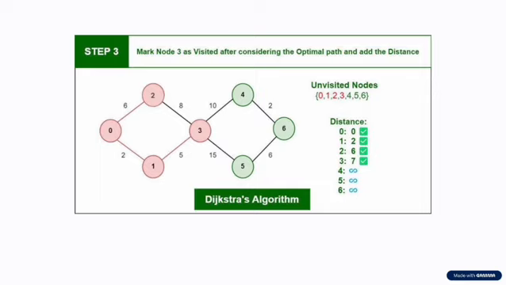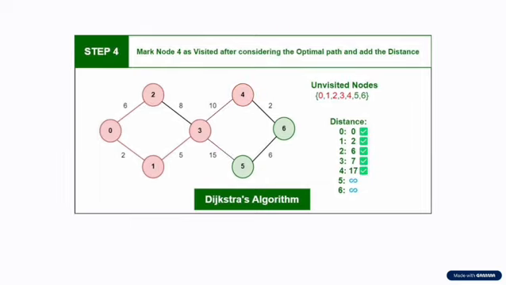So in step 3, now move forward and check for the adjacent node, which is node 3. So mark it as visited and add up the distance. Now the distance will be node 0 to node 1, node 1 to node 3, that is 2 plus 5 is equal to 7.